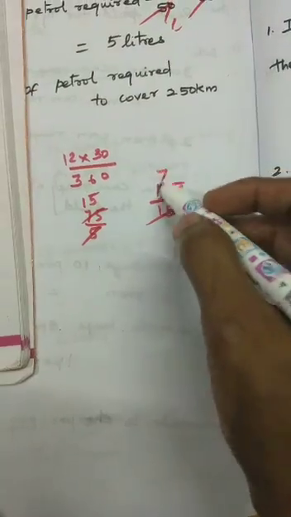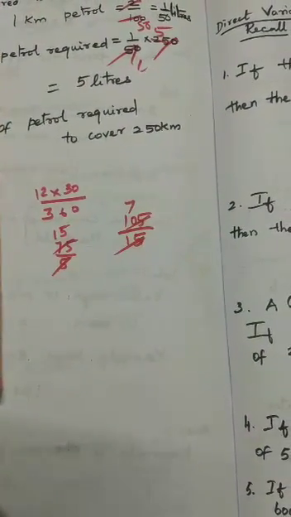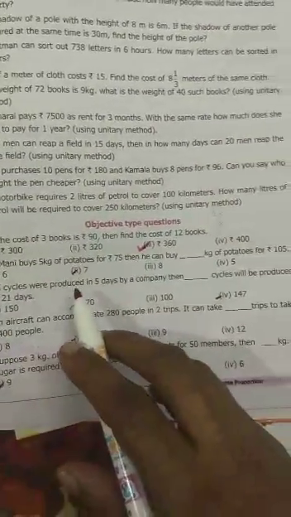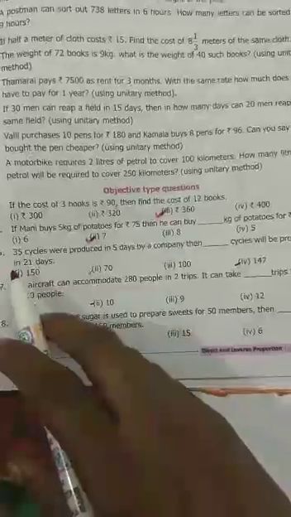15 7s are, okay, 7 5s are 35. Remainder 3. 7 1s are 7. 7 plus 3 is 10. 105. Okay. So the answer is 7 kg of potatoes for 105 rupees. Then 16th sum.